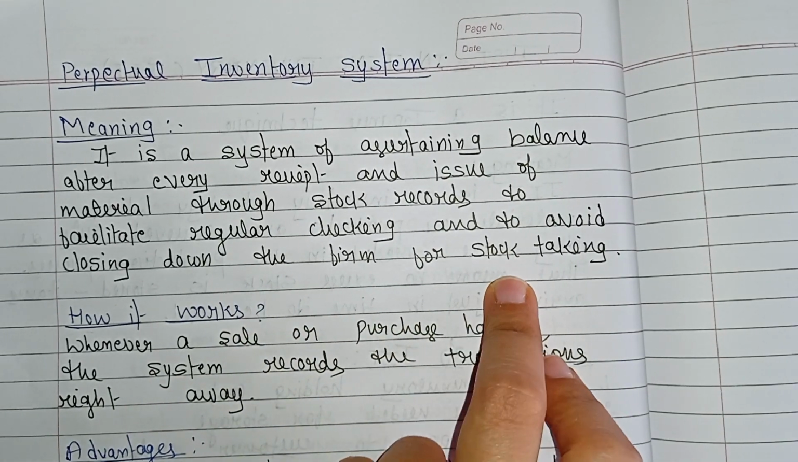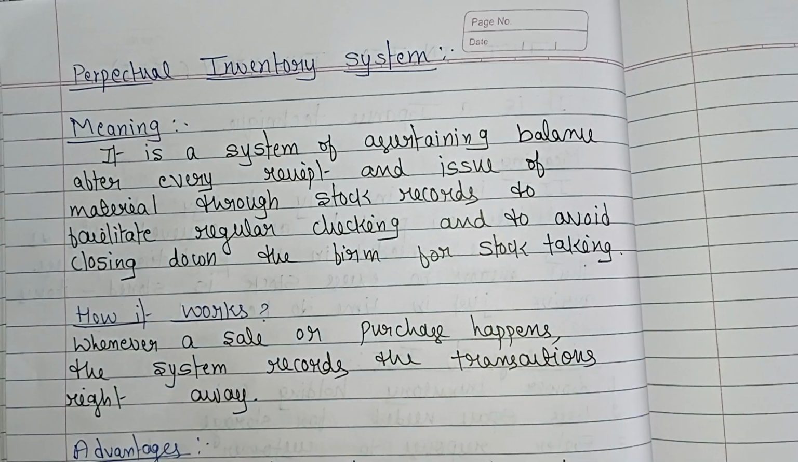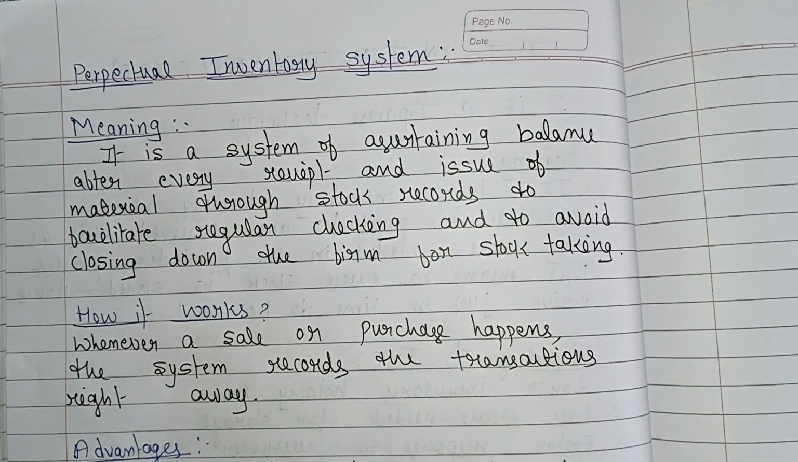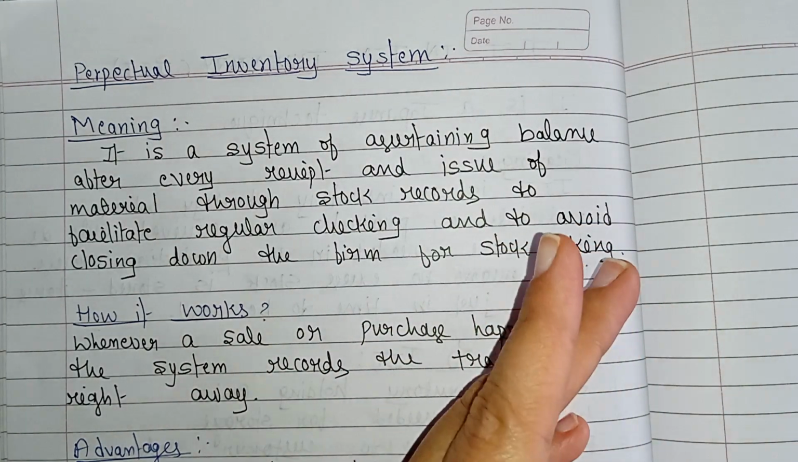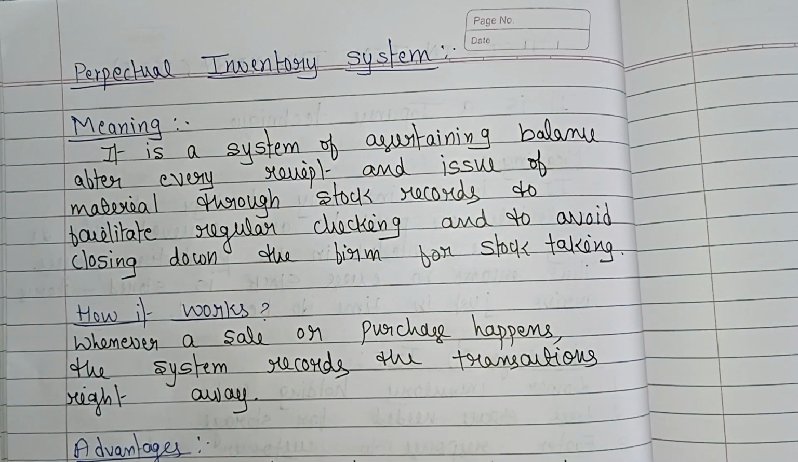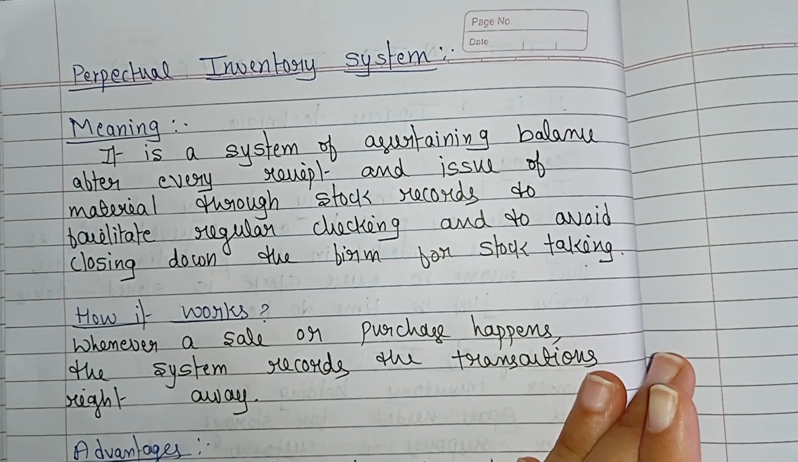Here inventory records are continuously updated, right? Businesses always know the exact stock levels, so inventory records are continuously updated, so that the business always knows the exact stock levels. This means there is no need to close the store just to count the items. Clear? There is no need to close the store, so it saves both time and money.